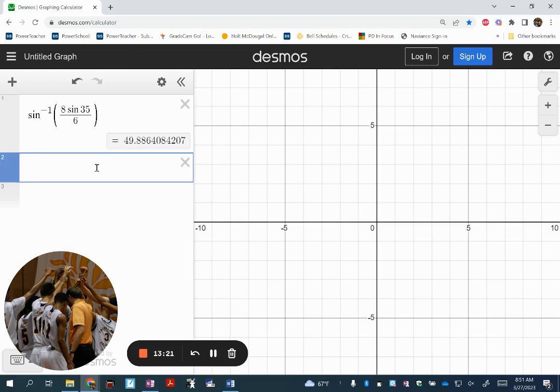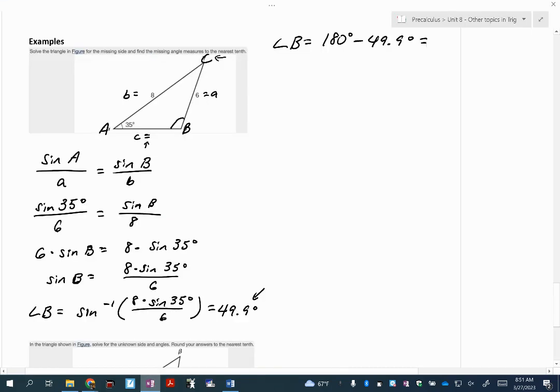So 180 minus 49.9 will actually give us our angle B, 130.1 degrees. All right, so this is 130.1 degrees. So now we can find angle C, which is going to be 180 degrees minus the sum of the other two.